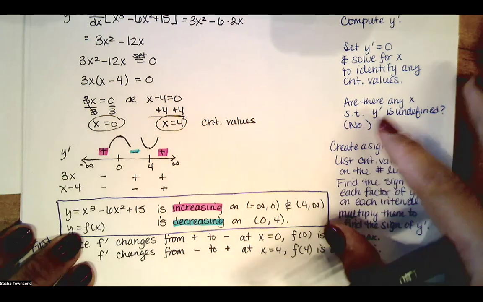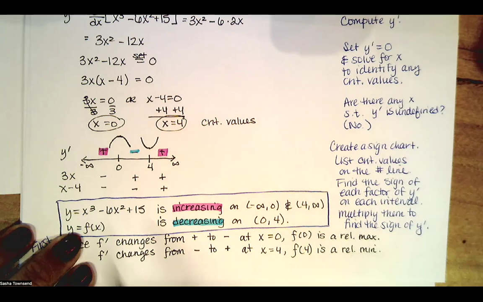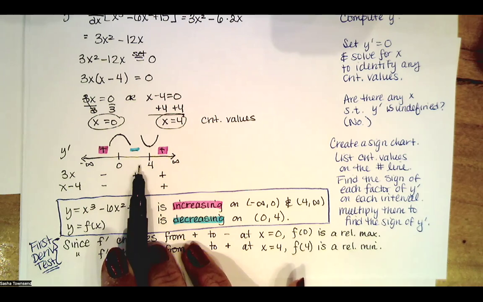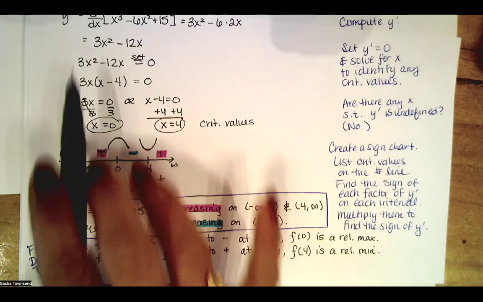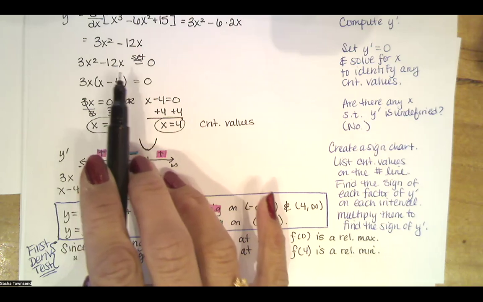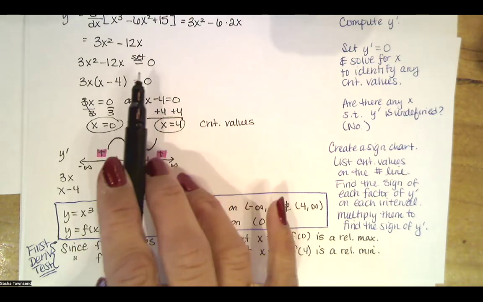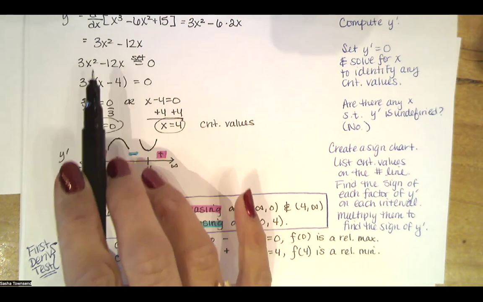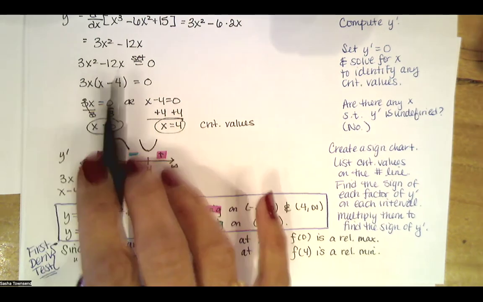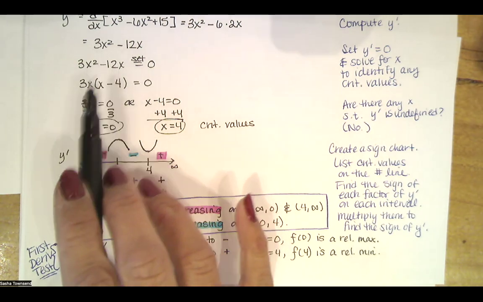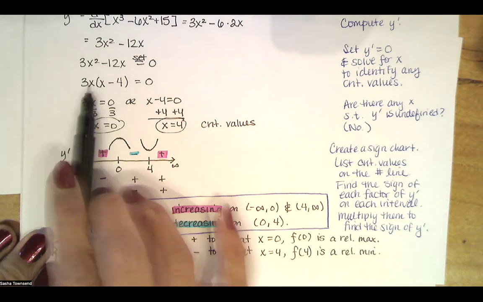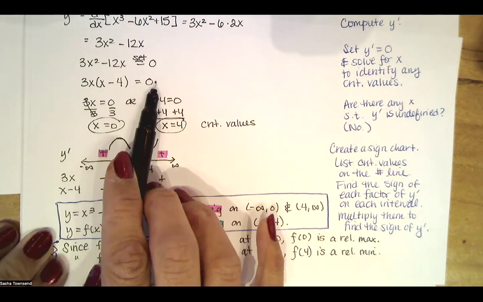One thing I added to this after I finished the video was the rest of this procedure when you make your sign chart. Usually what we do is we compute y prime. After computing y prime, we're looking for the critical values. So we set it equal to 0 and solve for x. Now, most of the time, not always, but most of the time, the way to find x is to factor that y prime. So we write it as a product of a number of factors.